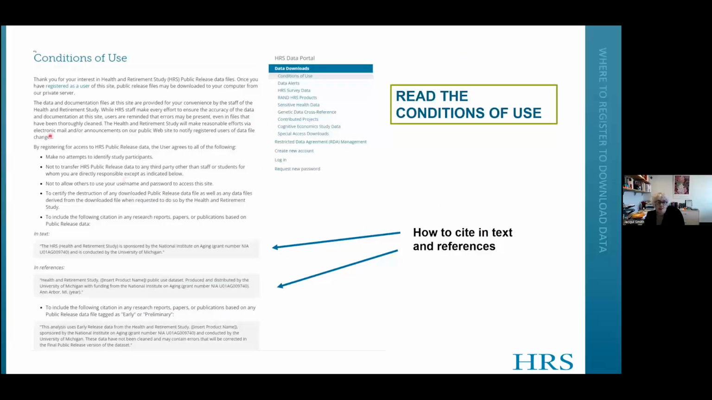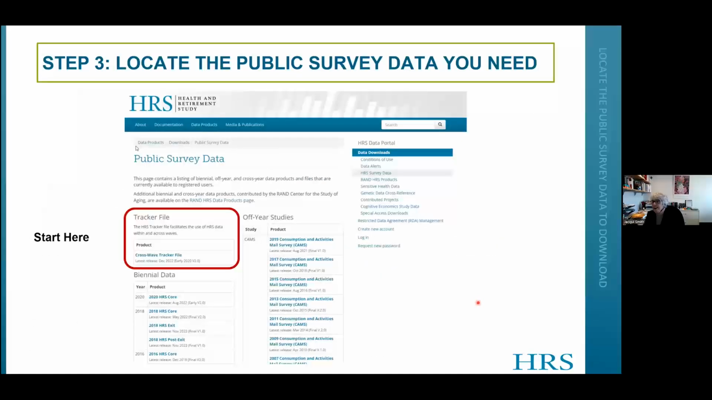Here's the conditions of use. It's not really very much. And when you're publishing, we do ask you to at least put in the text that you're using HRS data. And this is how you reference it in your citation list, right? We need that because NIA, of course, wants to see how many people are actually using these data because they spend a lot of money on it. Okay, the tracker file, I've mentioned that before.